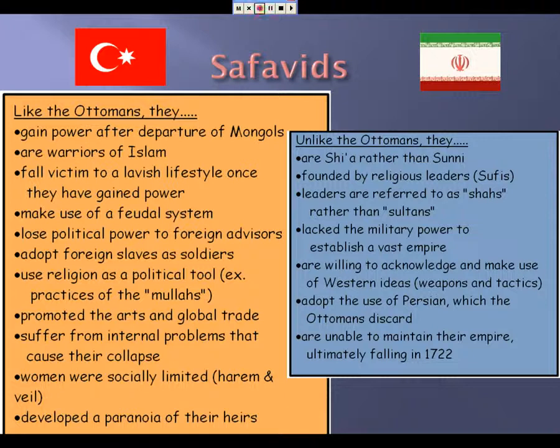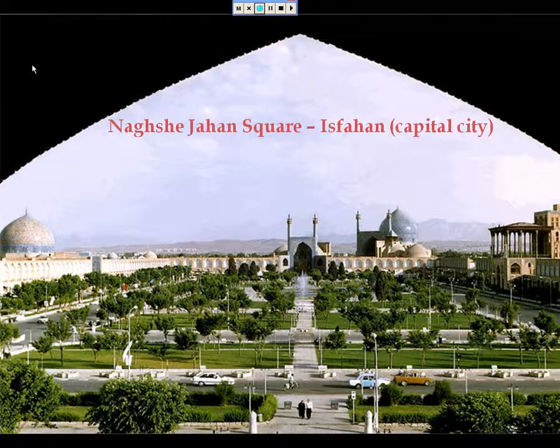Even comparing their architecture, you see the same styles, the minarets, the domes. It just looks slightly different from what we saw in Istanbul, but you can still see the cultural similarities.